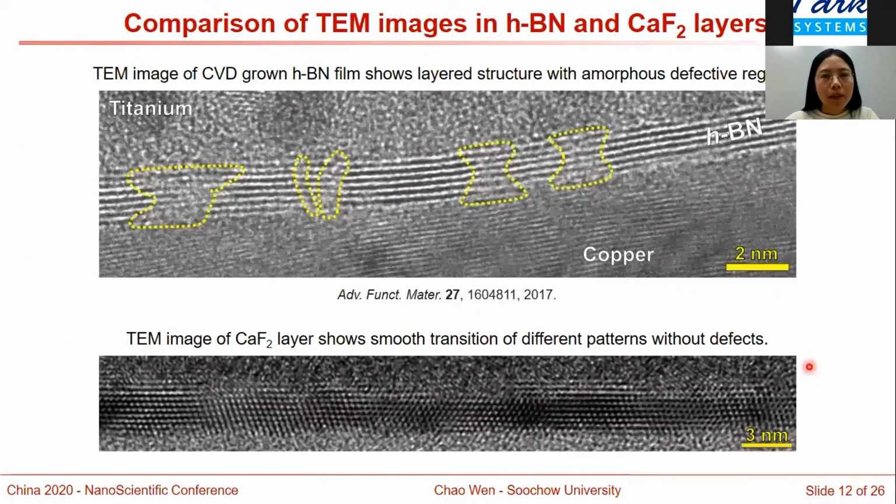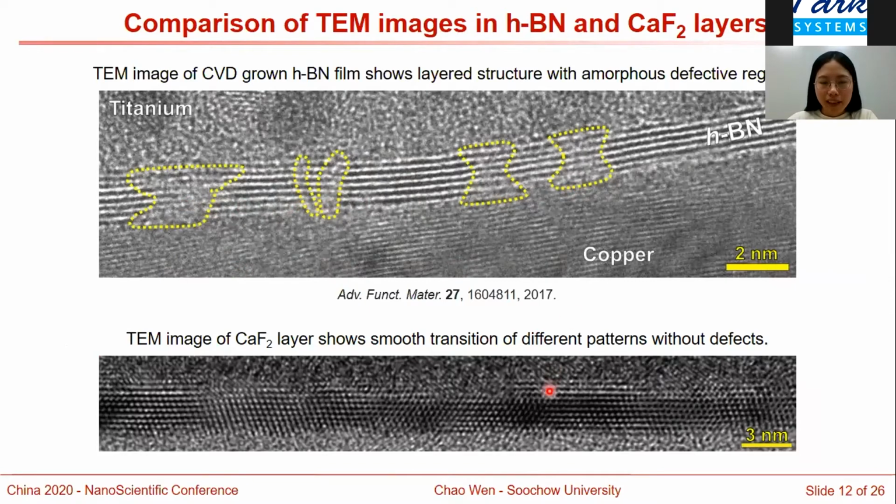Here, I want to compare the TEM images of hexagonal boron nitride and calcium fluoride. On the top, we have a TEM image of the CVD grown hexagonal boron nitride. We can see the clear layered structure, but within a length of around 20 nanometers, we have 5 amorphous defective regions.